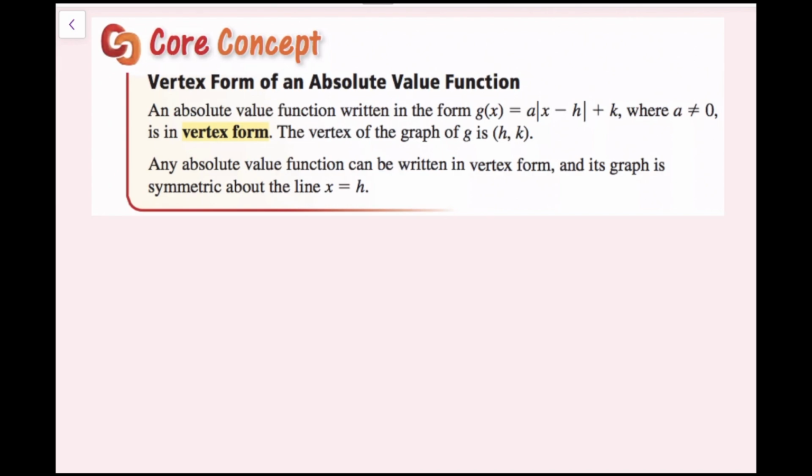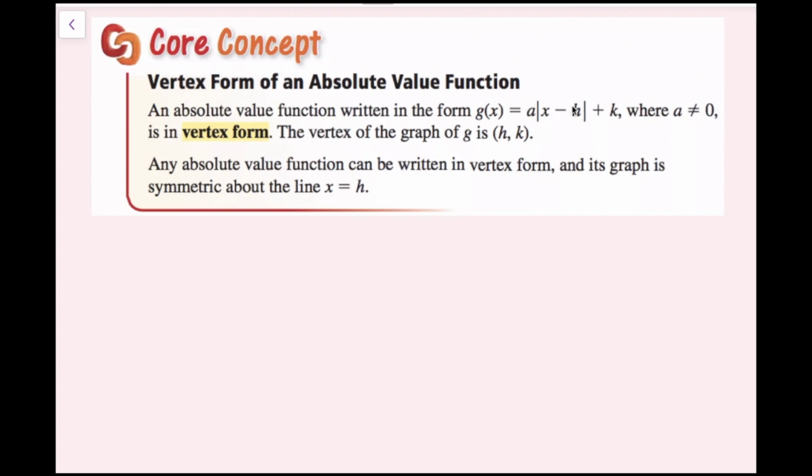Vertex form of an absolute value function. An absolute value function written in the form g of x equals a times the absolute value of x minus h, all plus k, where a is not equal to 0, is in vertex form. The vertex of the graph of g is h comma k. Any absolute value function can be written in vertex form, and its graph is symmetric about the line x equals h. Okay? Now, remember what I said earlier.